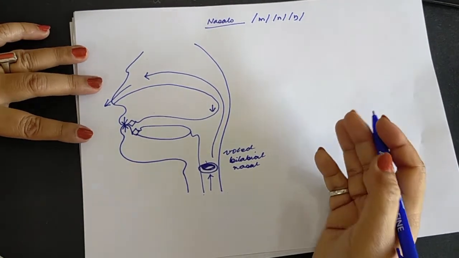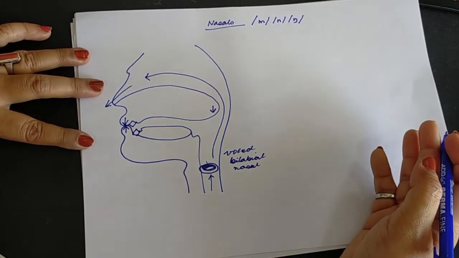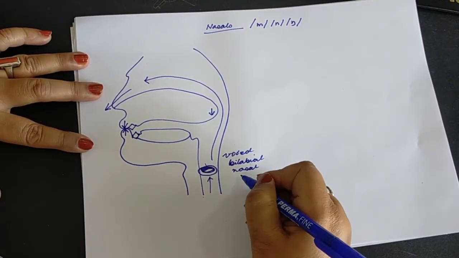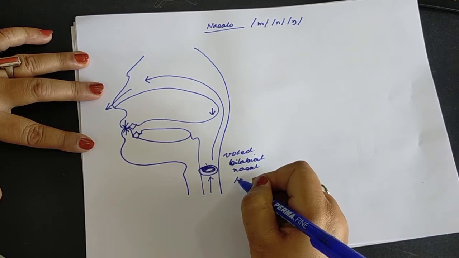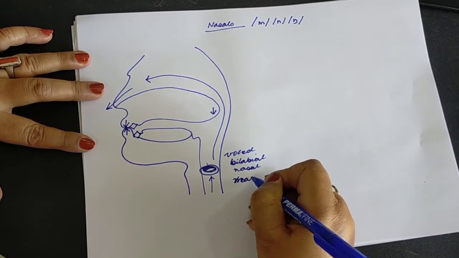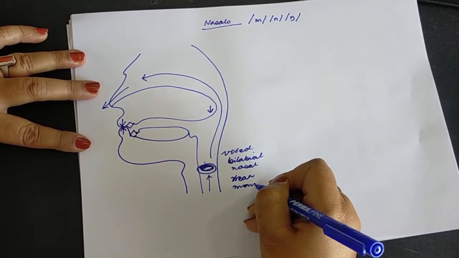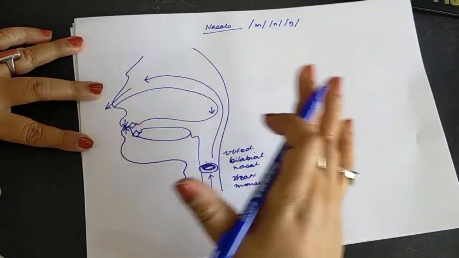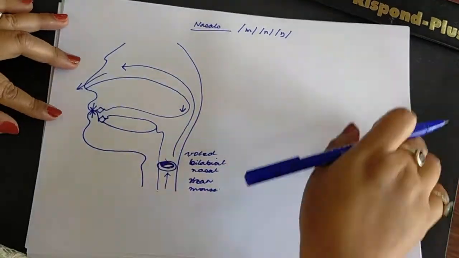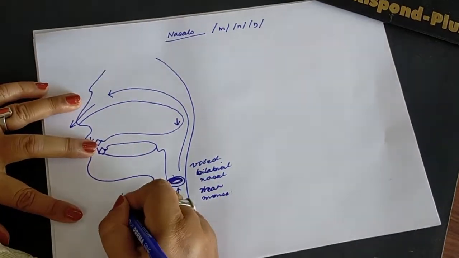just like p, b, which differ only in being oral sounds. Now when we talk about m, we have as in man, we have mouse. These are the words normally which have the m sound. Now let us try and show you. This is for the m.